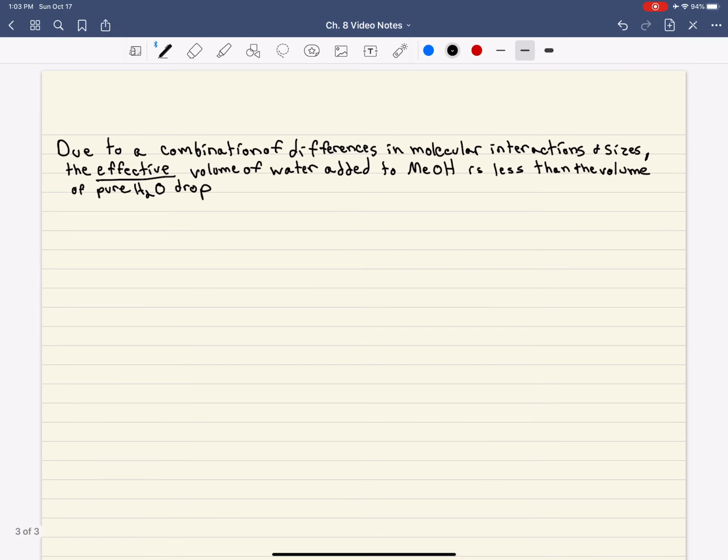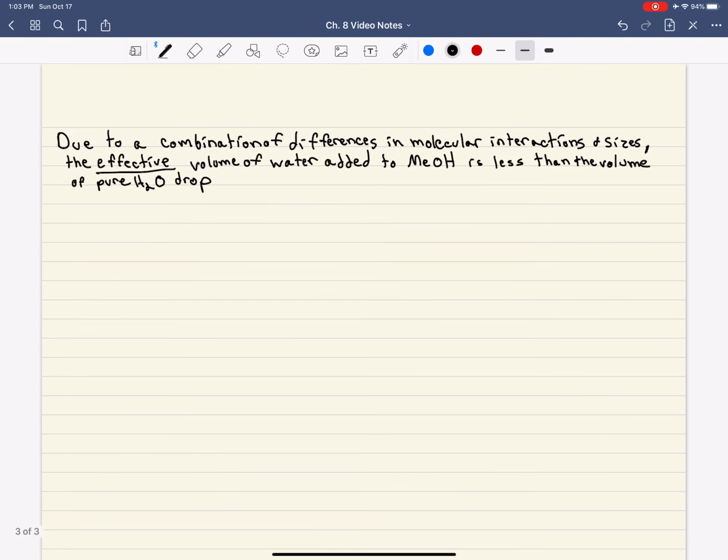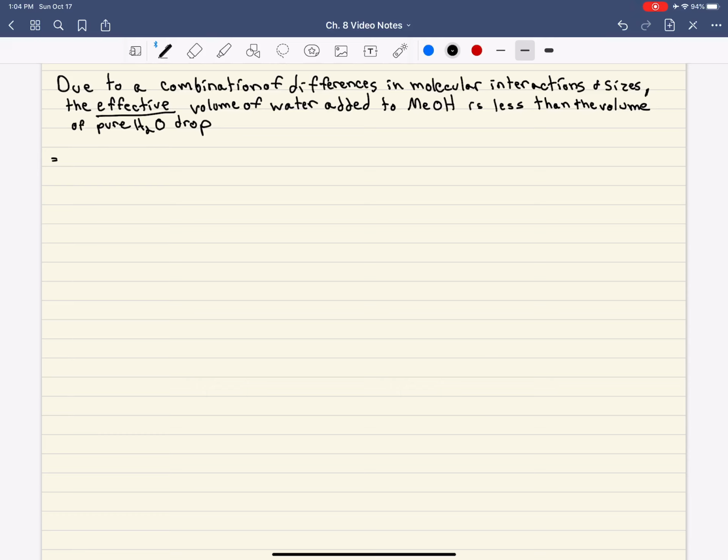Now, that's just what happened. That's physically what's happening. Every drop of water we add, once it goes into that mixture, the effective volume of that drop decreases, or is smaller than what the pure drop was like. And so we see that the change in the total volume of our system is smaller than what we would expect if we had the ideal solution. Now, to be more quantitative about this idea, what we could do is look at the total volume change of the mixture.